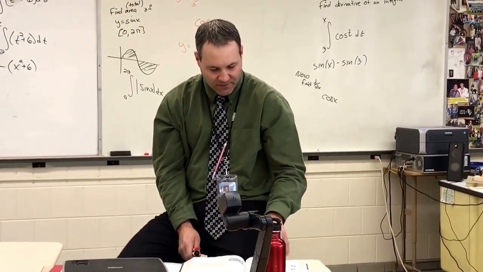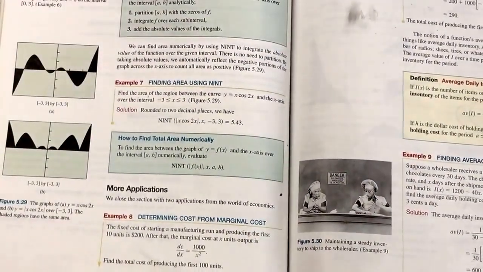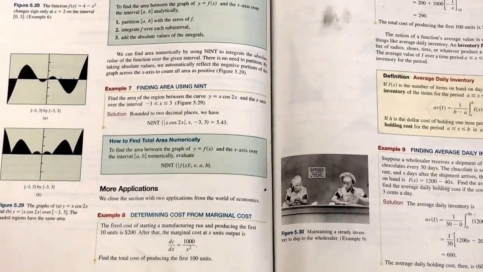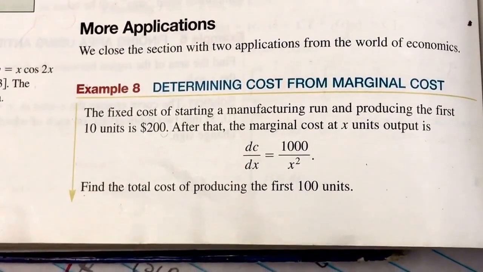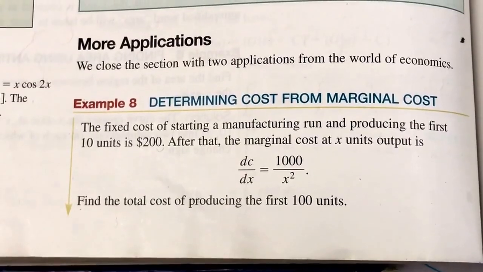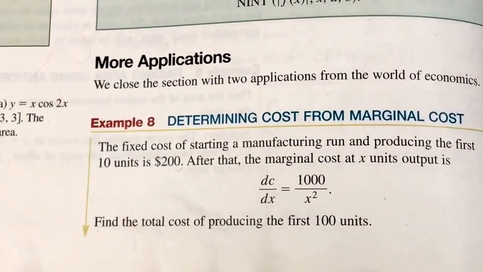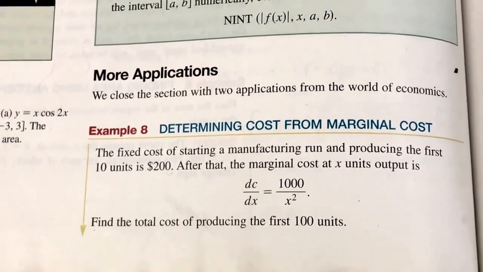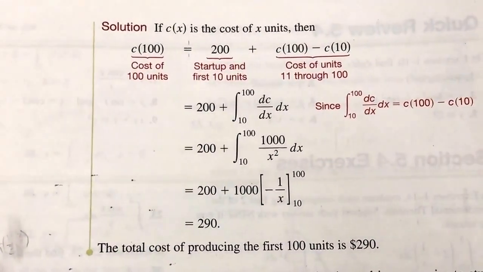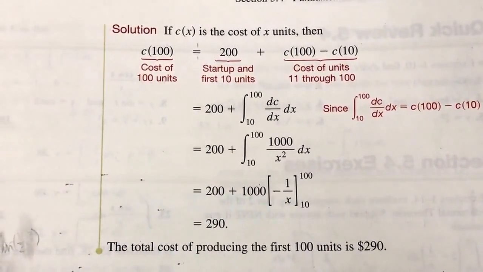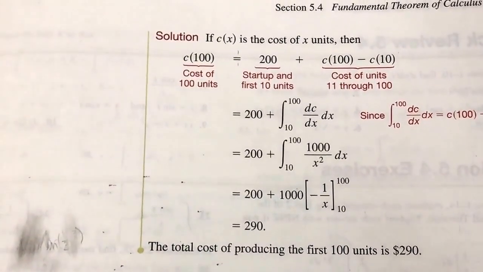It says the fixed cost of starting manufacturing run and producing the first 10 units is $200. So no matter what, our first 10 units is $200. We're not going to do any calculus to figure out the cost for the first 10 units. It's given to us, it is $200. After that, the marginal cost becomes the differential equation 1,000 over x squared. So we want to find the total cost of producing the first 100 units. We already know the cost of the first 10 units, so we're trying to find the cost of the next 90 units. So you would have to integrate from 10 to 100. Does that make sense? We don't do 0 to 10 because we already know that is 200.